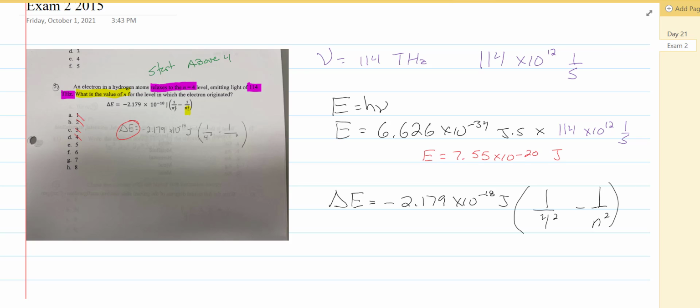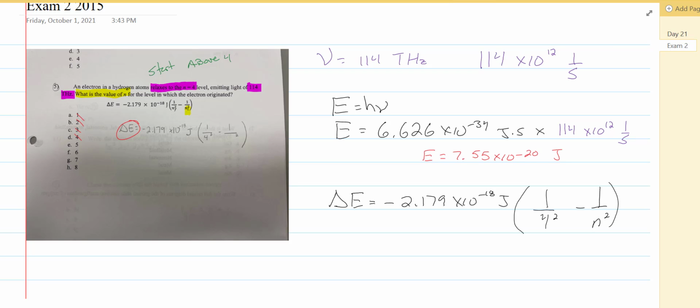All right, and then I can open my parentheses up. 1 divided by 4 squared minus 1 divided by 5 squared. And if I do that, I get 4.90. Now I get a negative number because energy is coming out, right? Which is fine. But I get 4.9 times 10 to the negative 20th. That's not what we get.